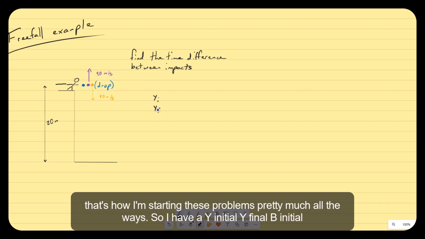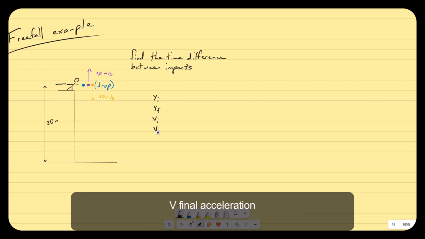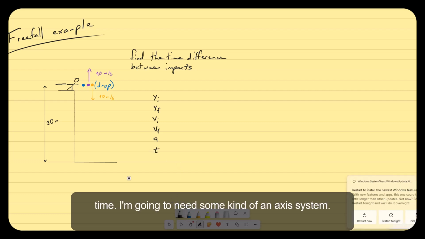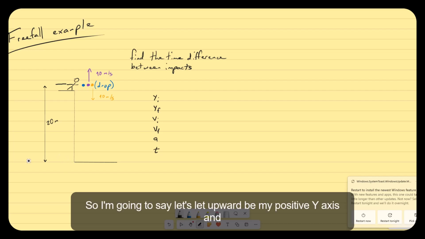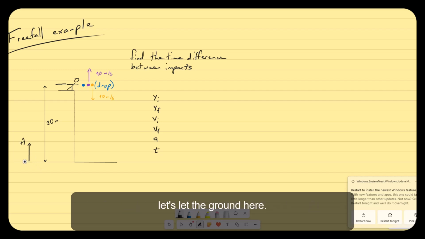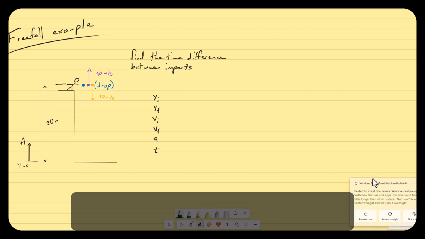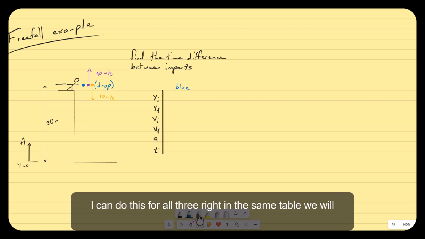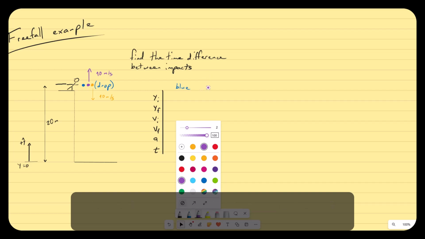I'm going to have a y initial, y final, v initial, v final, acceleration, and time. I'm going to need some kind of an axis system. So I'm going to say let's let upward be my positive y-axis, and let's let the ground here be y equals 0. Now I'm going to set up my table. I can do this for all three right in the same table.